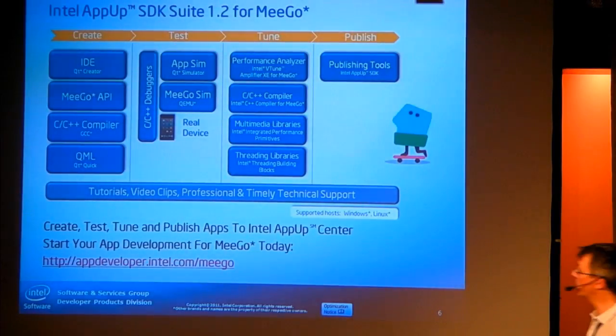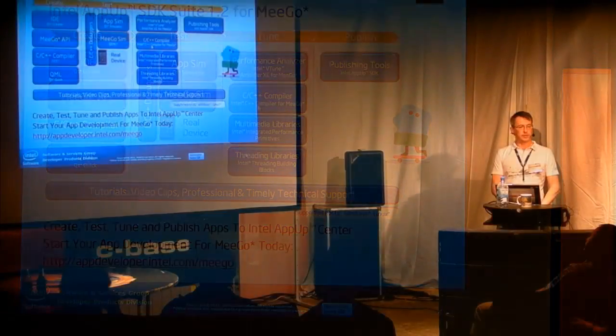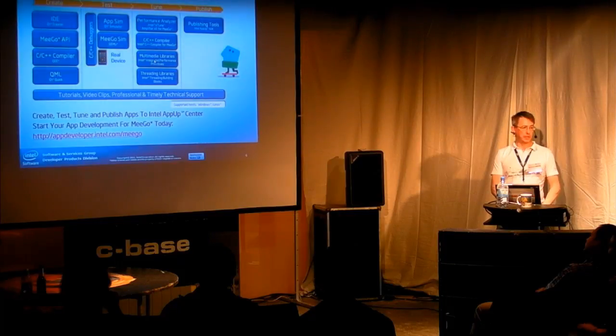This is the page we saw in the other presentation. The first two parts here where it says create and test, this is what you can also download from meego.com. This is the Qt Creator, the GCC, GDB, all these tools that you already are familiar with and you've used. What we add to these tool packages is the performance analyzer, VTune, the C and C++ compiler, multimedia libraries, and threading libraries.